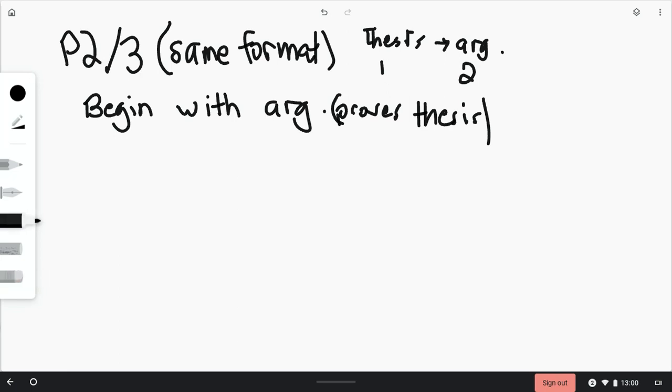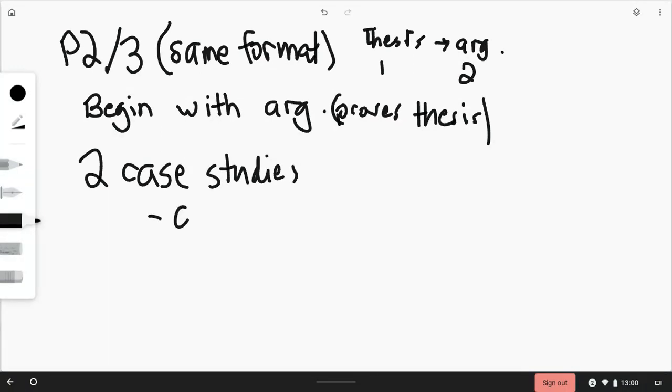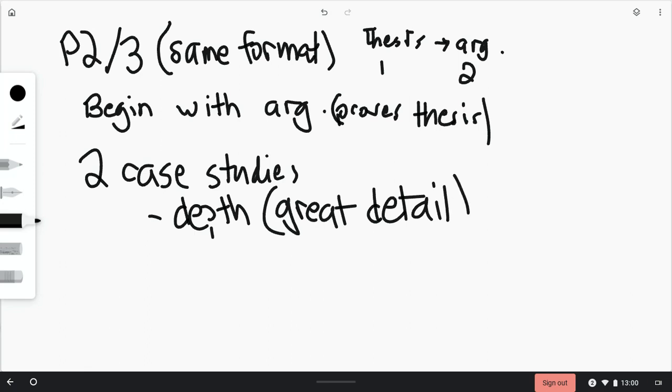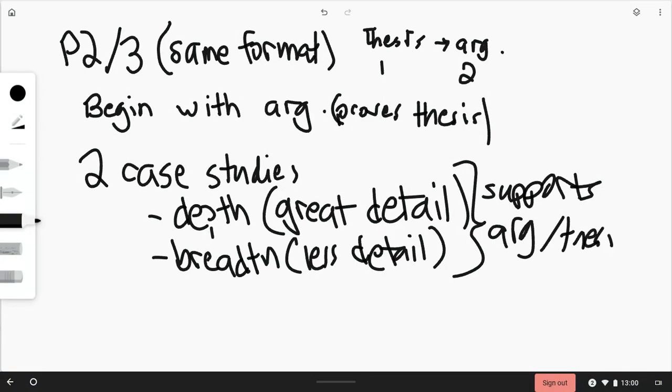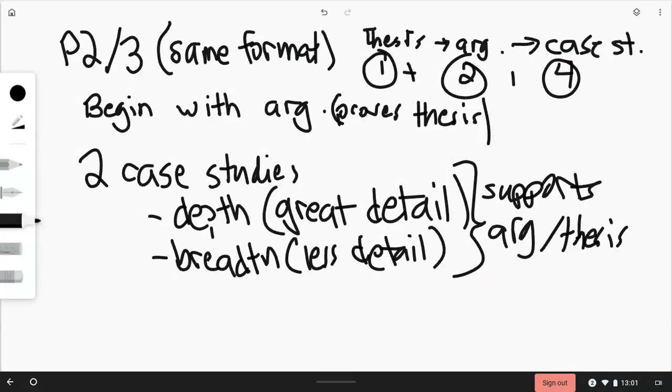After your argument, you have two case studies. One we call depth. So great detail. Argument 2, breadth. Less detail, but still supporting your argument and thesis. So you have one thesis, two arguments, and then your case studies. And because you have two in each body paragraph, you have 4. One thesis plus 2 arguments plus 4 case studies. If any of those numbers don't add up, you need to go back and fix it.